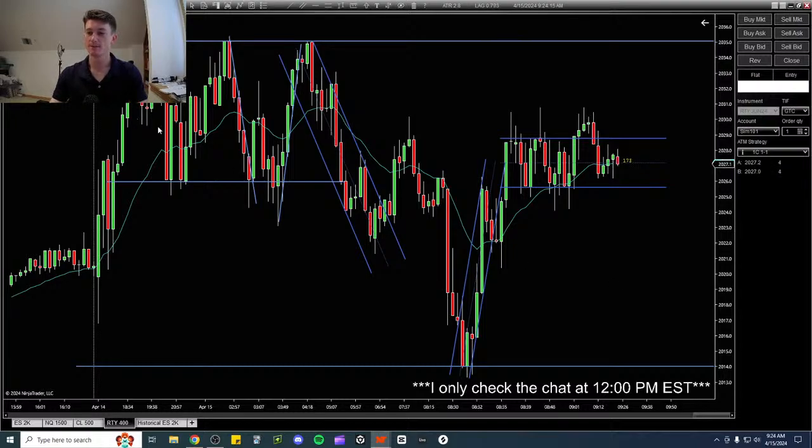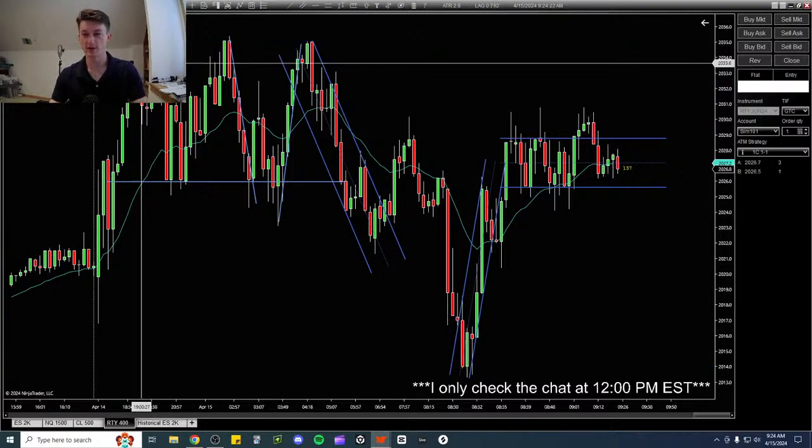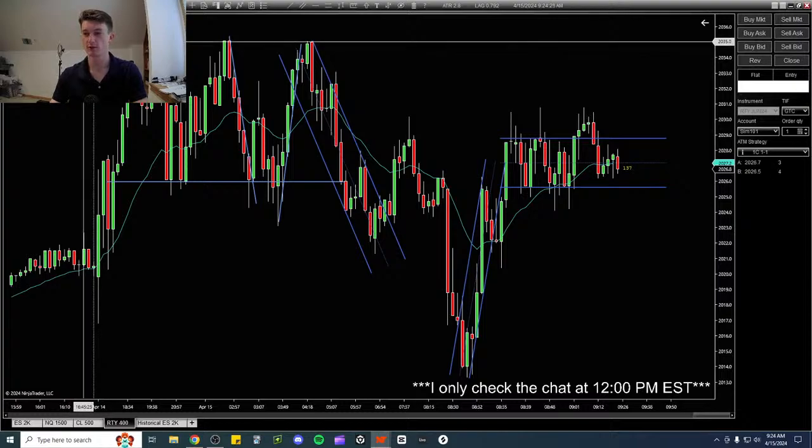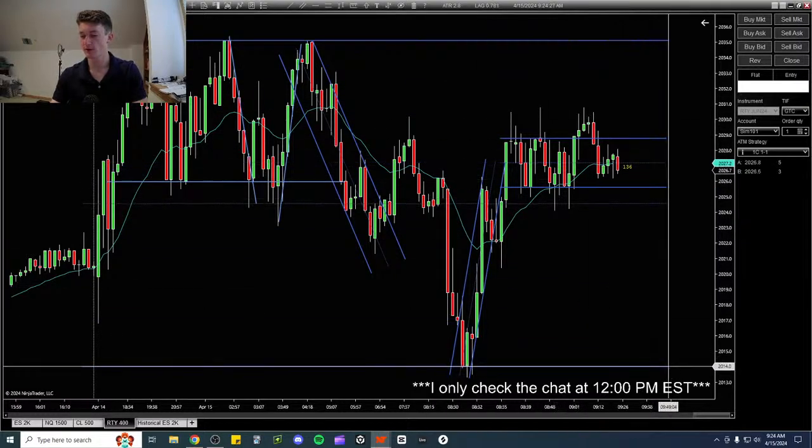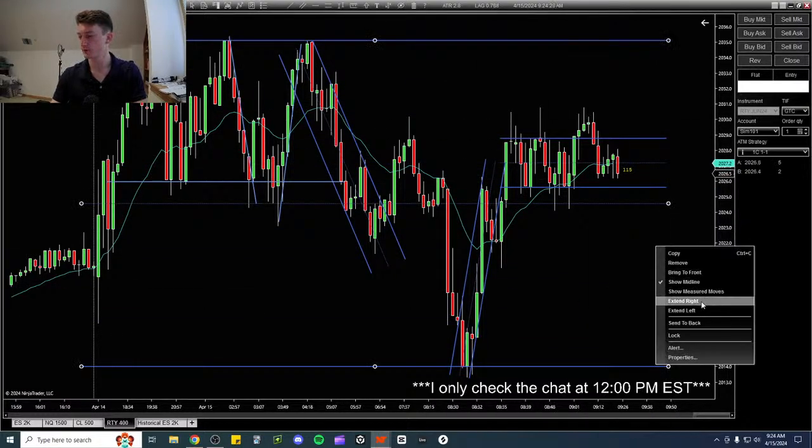On RTY, it looks like this is probably just a range. I just drew the overnight highs and the overnight lows, but I think you can pretty safely draw a range at this point at the daily highs and lows, or the overnight highs and lows.